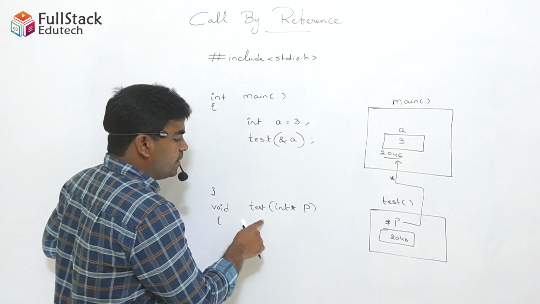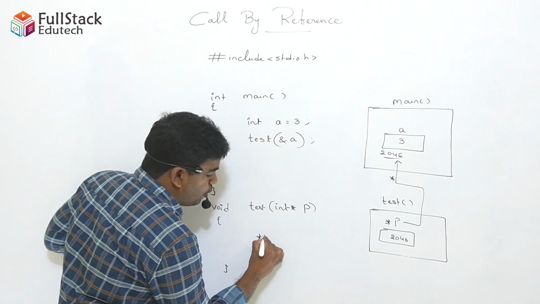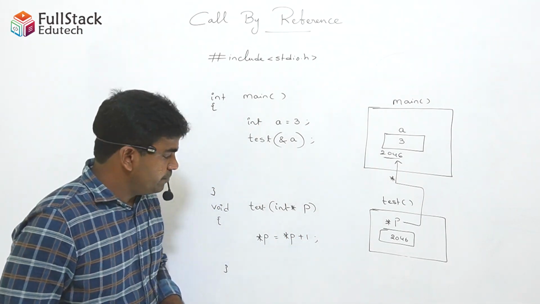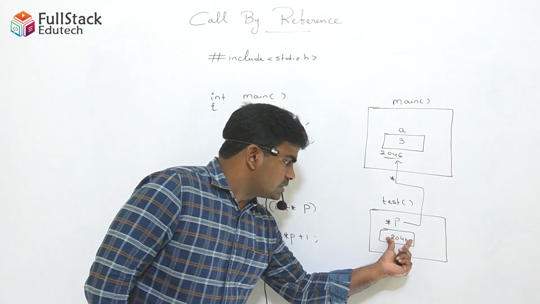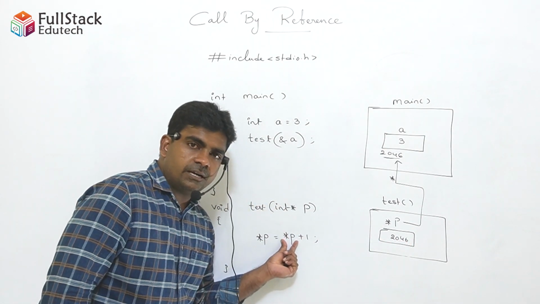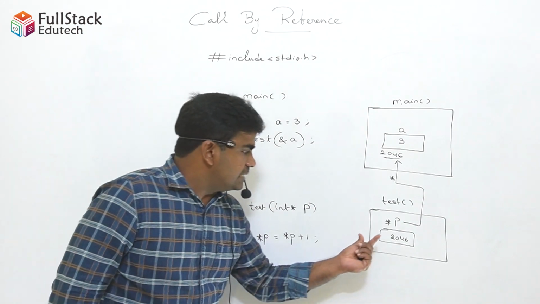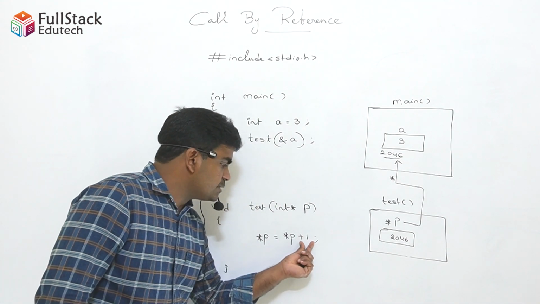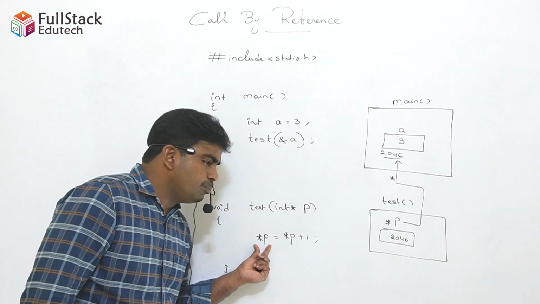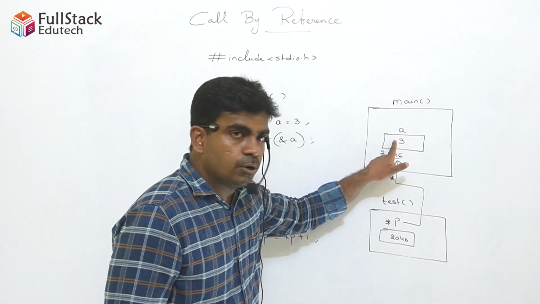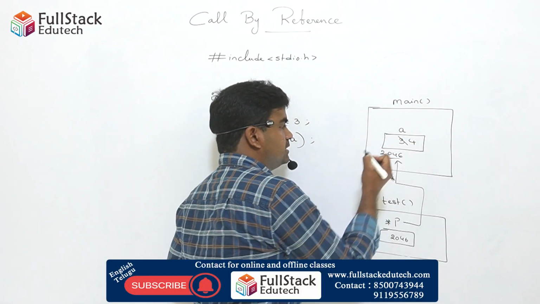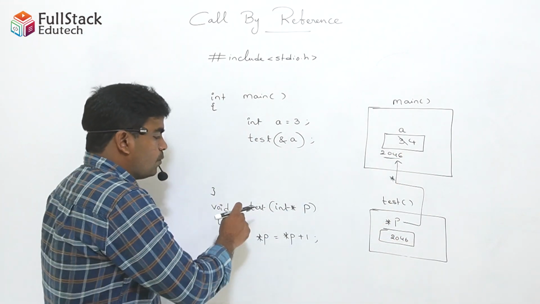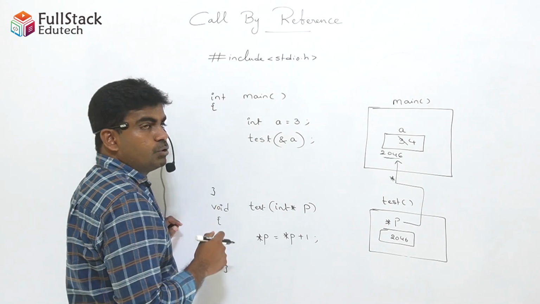Now look at this. Whenever I am increasing the value like this, *P = *P + 1. Observe. P is nothing but 2046. *P means the value which is inside that address. Inside 2046, what is the value? 3. 3 plus 1 is 4. 4 will be stored into *P. Here the value will change, not here. Now, once the function execution is completed, the control will go back.